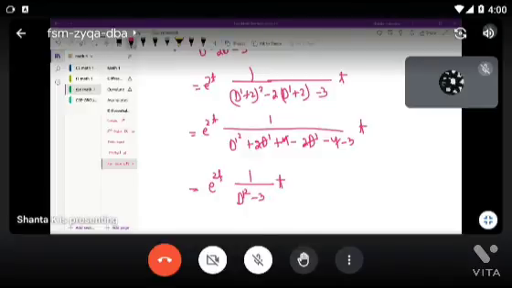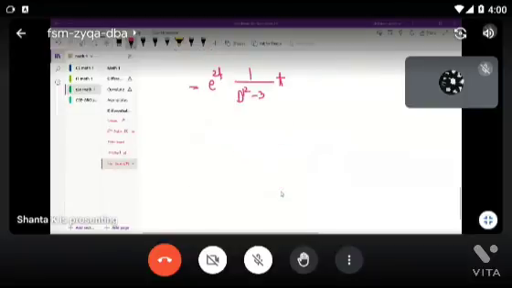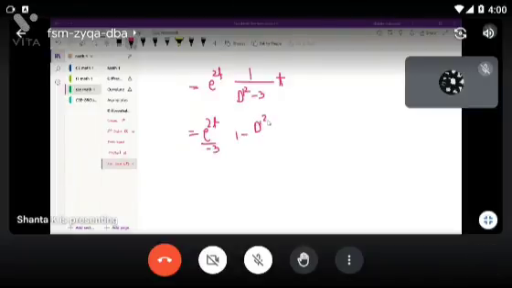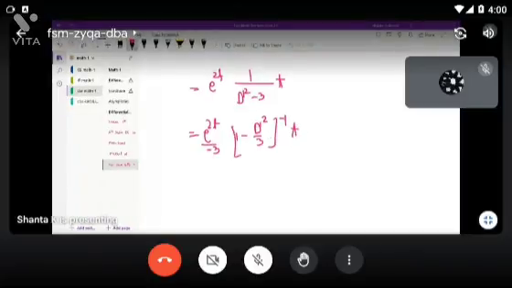Okay. So here, what will we take common? Minus 3 we will take common. Then we will have, okay, minus 3. So now we can go for the next step. Anything I missed?